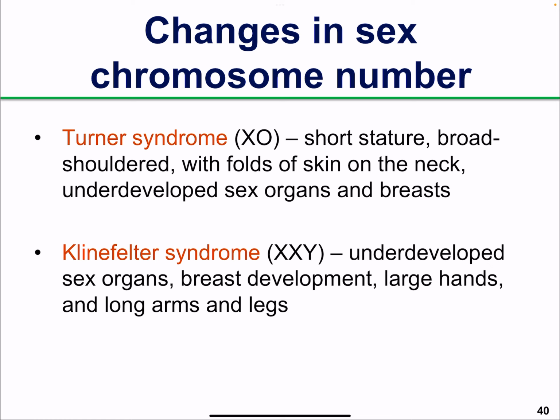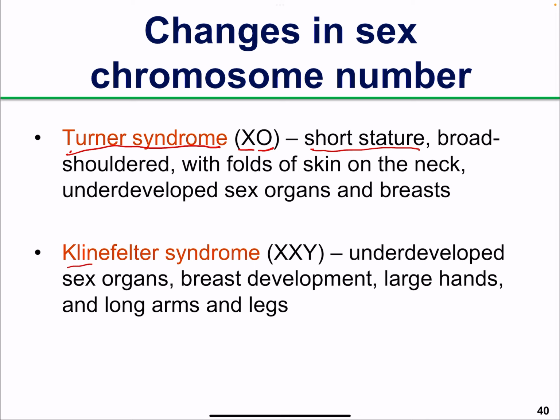Now, let's take a look at some cases where we have either too many chromosomes or too few chromosomes when it comes to sex chromosomes. One situation is called Turner syndrome. Turner syndrome individuals are XO: only one X, but no second X or a Y. These individuals are females. They're going to typically have a short stature, broad shoulders. They're typically not going to have menstruation, right? They're going to have underdeveloped female features.